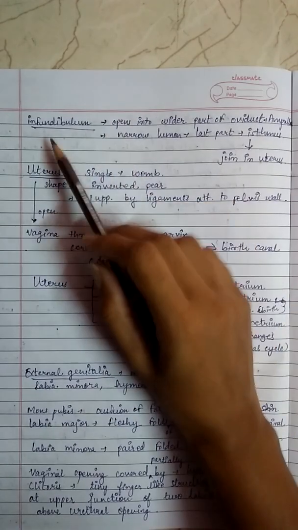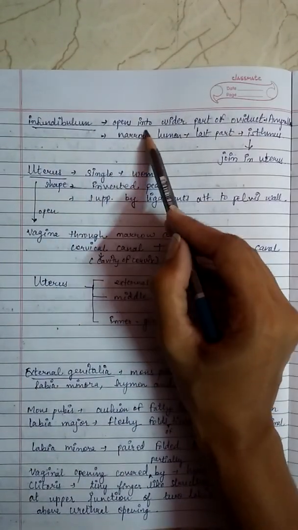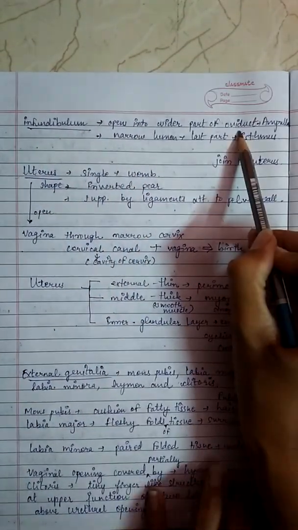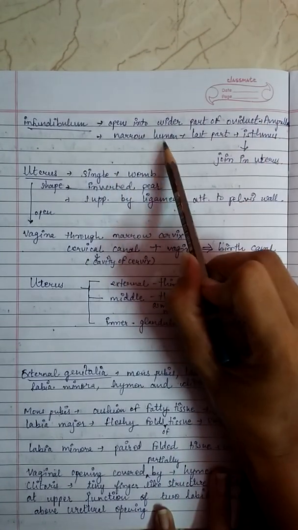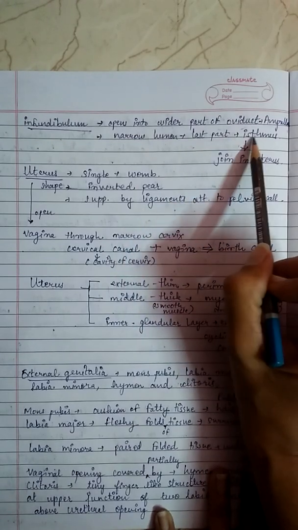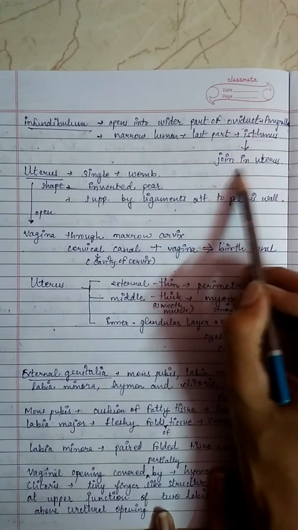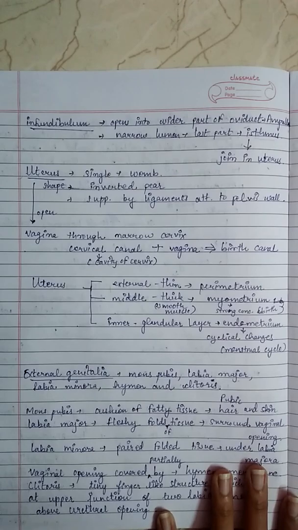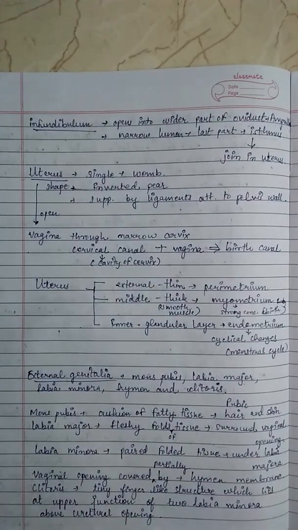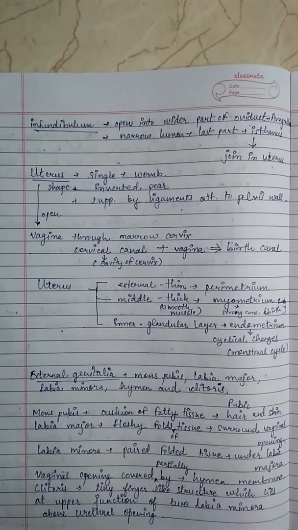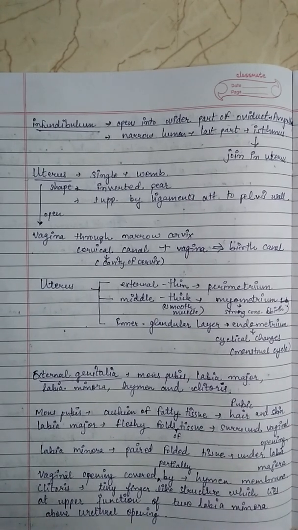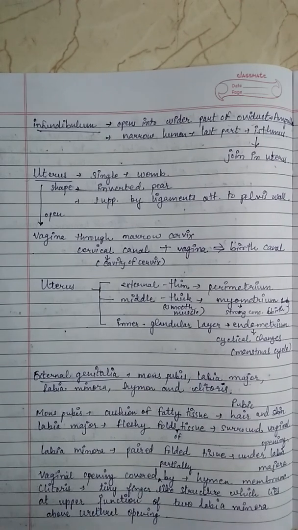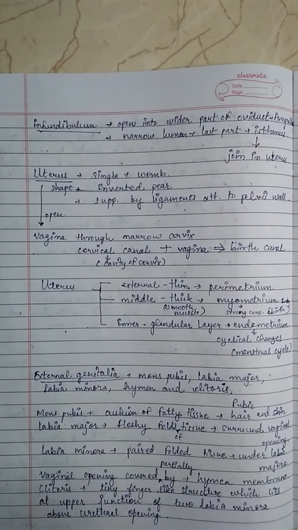Now the infundibulum has a wider opening, a part of the oviduct known as the ampulla, which is seen in the figure. Then the narrow lumen, which is the last part, the isthmus, joins into the uterus. The uterus is single and is called the womb. The shape of the uterus is like an inverted pear. It is supported by ligaments attached to the pelvic wall. The uterus opens into the vagina through a narrow cervix.